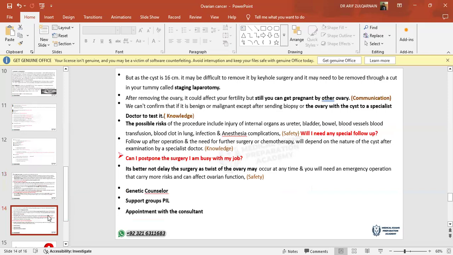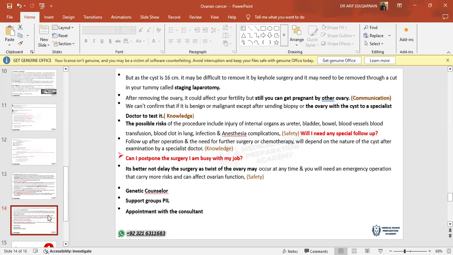Like in this case, we can tell her that the cyst is big enough, it is 16 centimeters, so it will be difficult to remove by keyhole surgery, and we may need to remove it through a cut in your tummy that is known as staging laparotomy. And after removal of the ovary, it can affect your fertility, but still you can get pregnant by the other ovary. And we can't confirm that it is benign or malignant except after sending the biopsy.